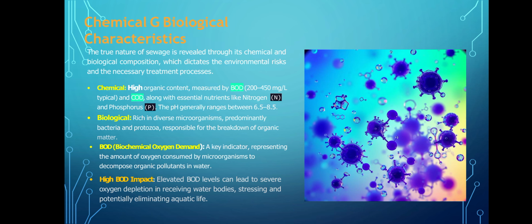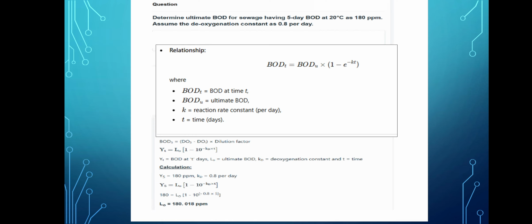In one sentence, we can describe BOD as a key indicator representing the amount of oxygen consumed by microorganisms to decompose organic pollutants in water. These are the details which I missed in the previous class or notes, and I have explained them. Now coming to another mathematical problem.